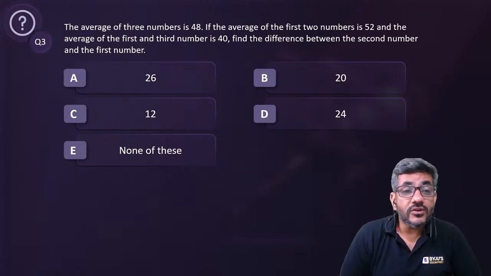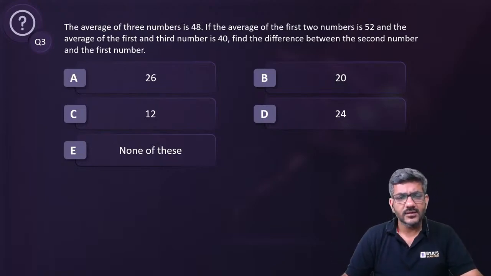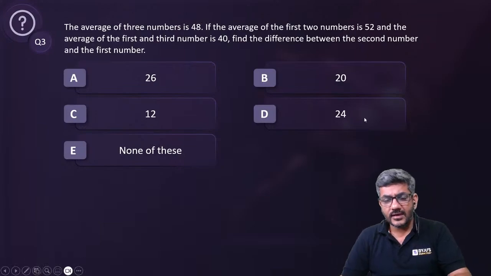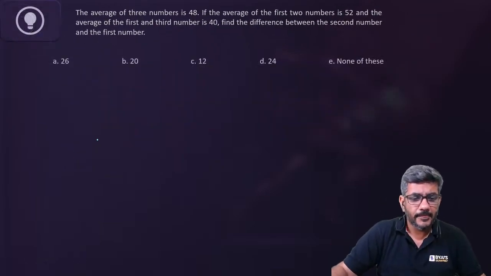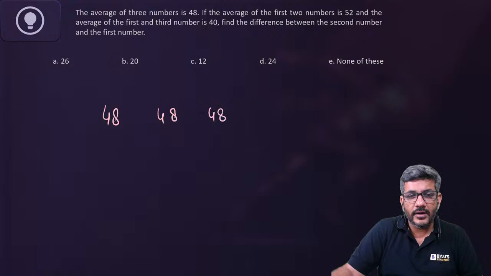It says the average of three numbers is 48. See, how do I do these questions? मैं आपको बताता हूँ सीधा सीधा. मेरे को वही लॉजिकल तरीका आता है करने का. So let's talk about that. He says average of three numbers is 48. So let us assume three numbers are 48, 48, 48.